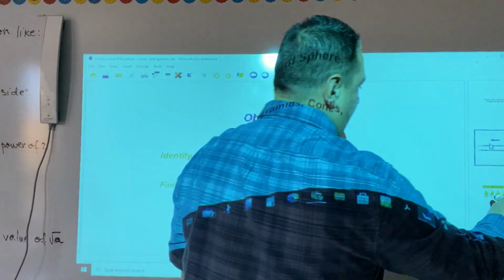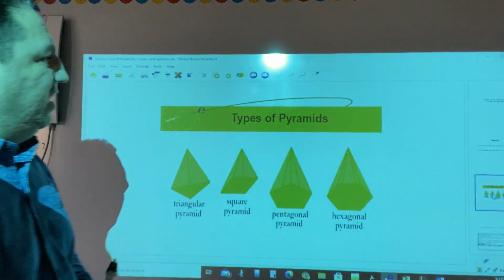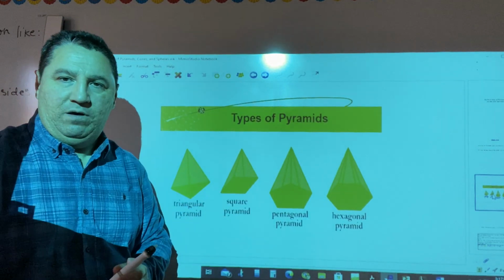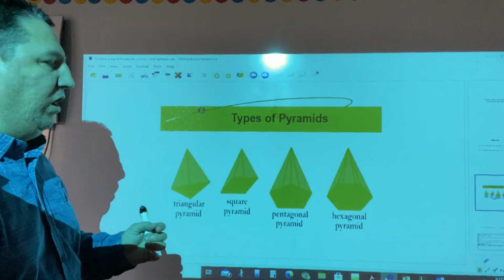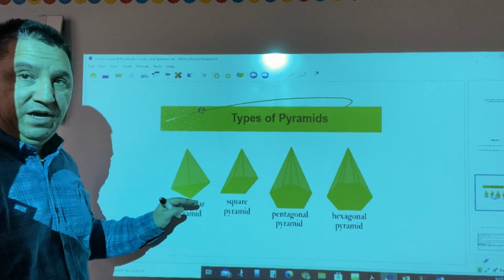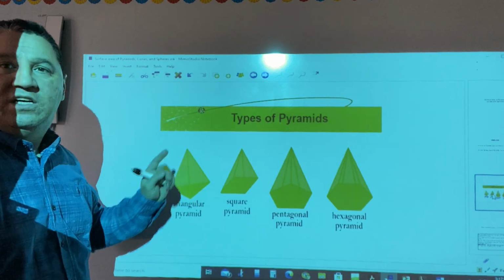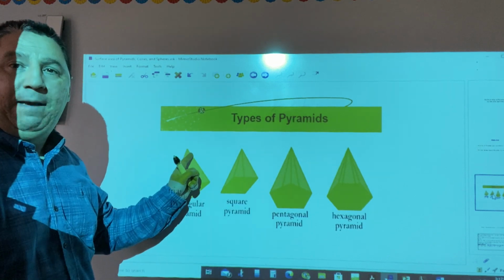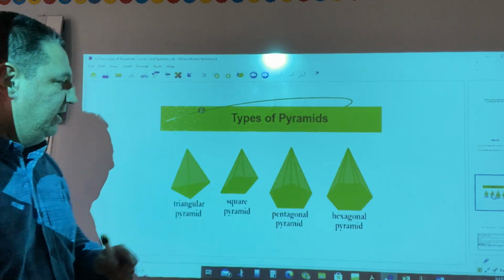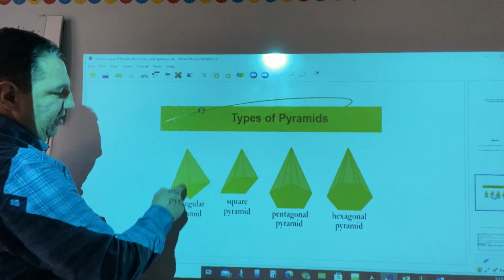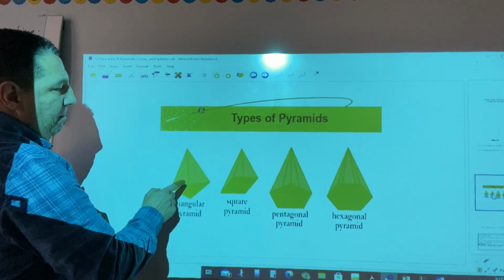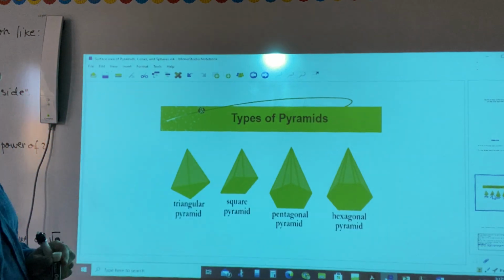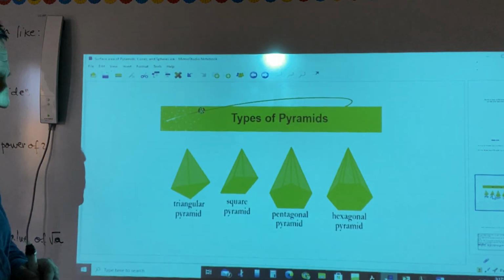Good. As we know, a pyramid is a 3D shape with only one base, and the other base reducing to a point called the apex or vertex. All edges of a pyramid meet at the vertex or at the apex.